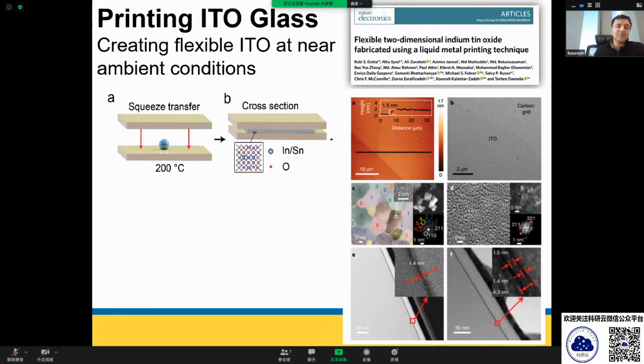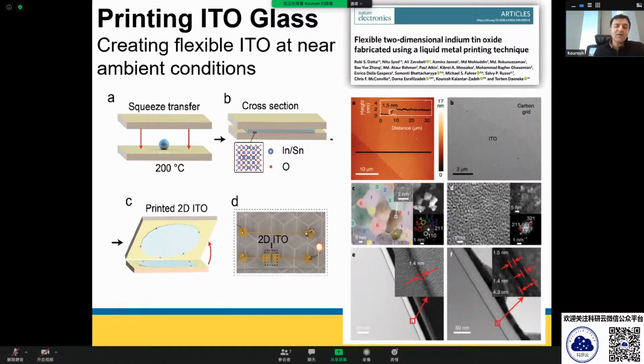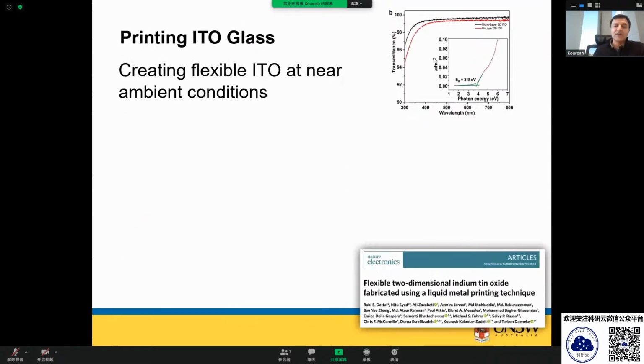But it doesn't matter. In this case, we heated everything up to 200 degrees. We squeezed the melted droplet between two substrates, and the oxide goes on both sides. This oxide is transparent, as you see, and we characterized it as one layer. You can repeat the deposition, 1 layer, 2 layers, 3 layers. It's super transparent. It's much more transparent than commercial ITO glasses that you buy in the market. We're talking about losing only 1 or 2% of the light.